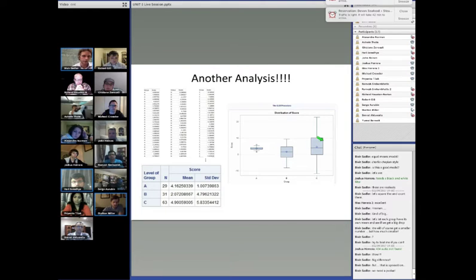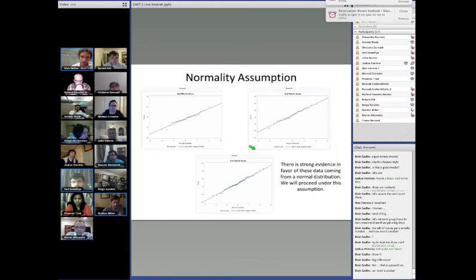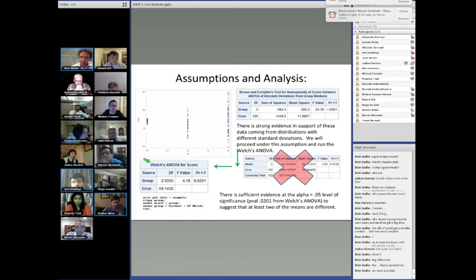But for something like this, if I want to compare these three groups, small standard deviation, this is clearly visual evidence of different standard deviations. Get rid of the ANOVA, even if the sample sizes are the same. Get rid of the pooled variance ANOVA, and just run the Welch's ANOVA.